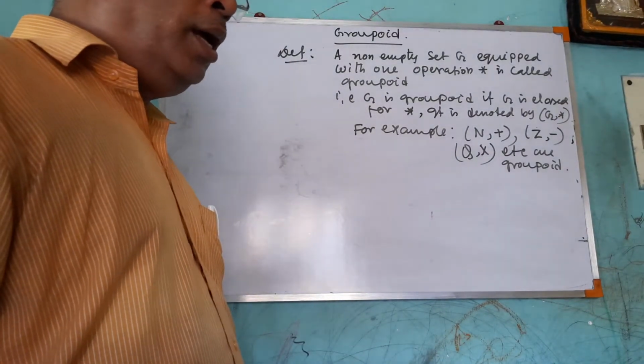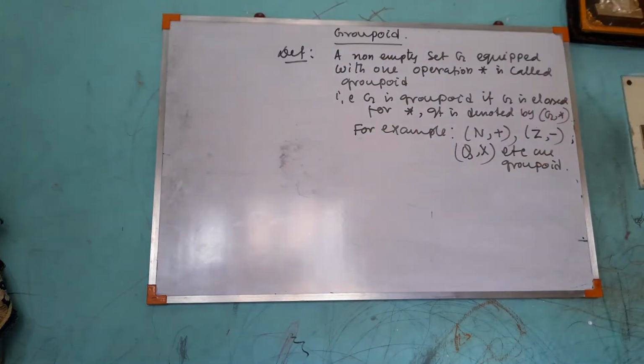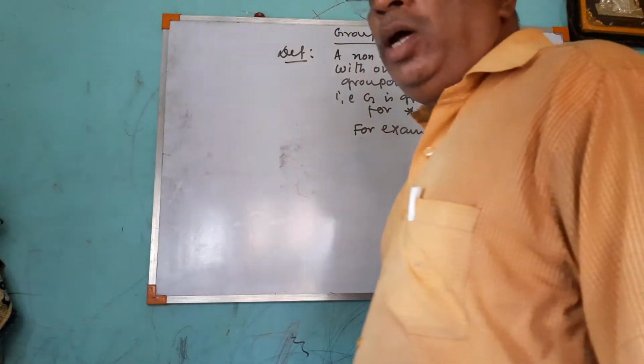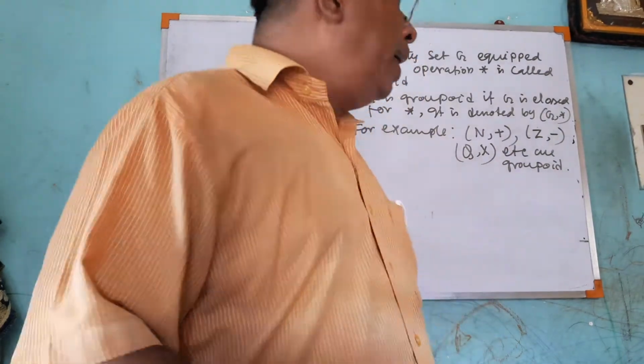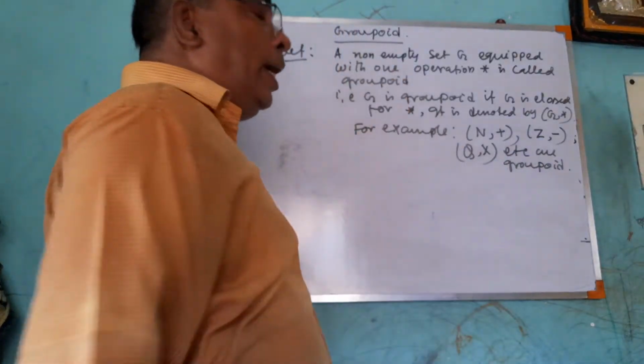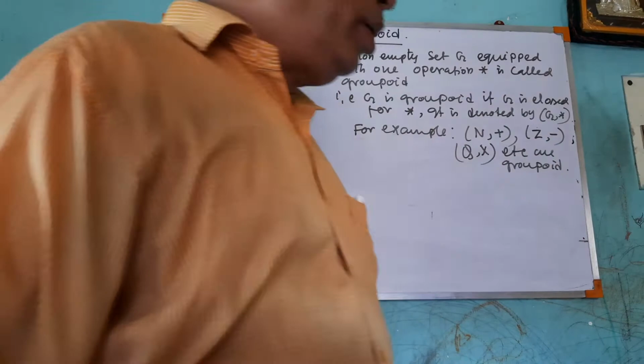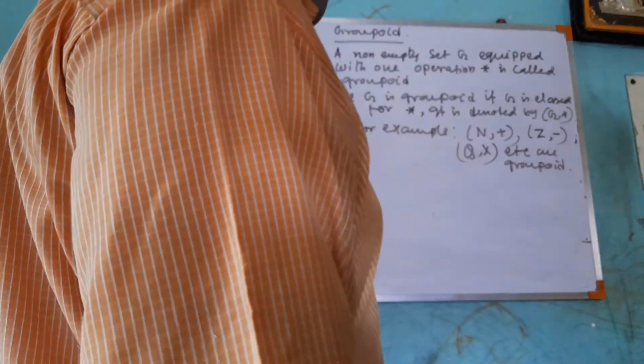In this lecture, the learner will be able to understand what is groupoid and monoid. Only two things the learner will be able to understand: one is groupoid and another is monoid. Okay, so now let's start.